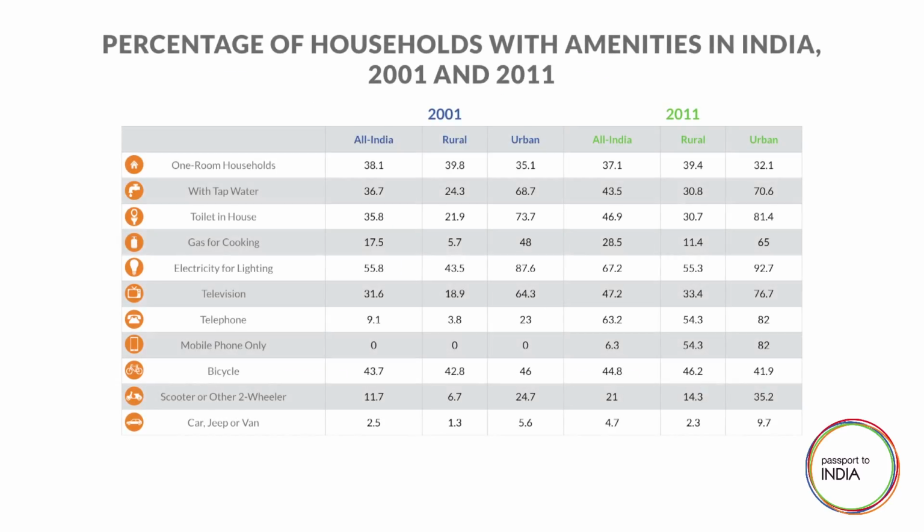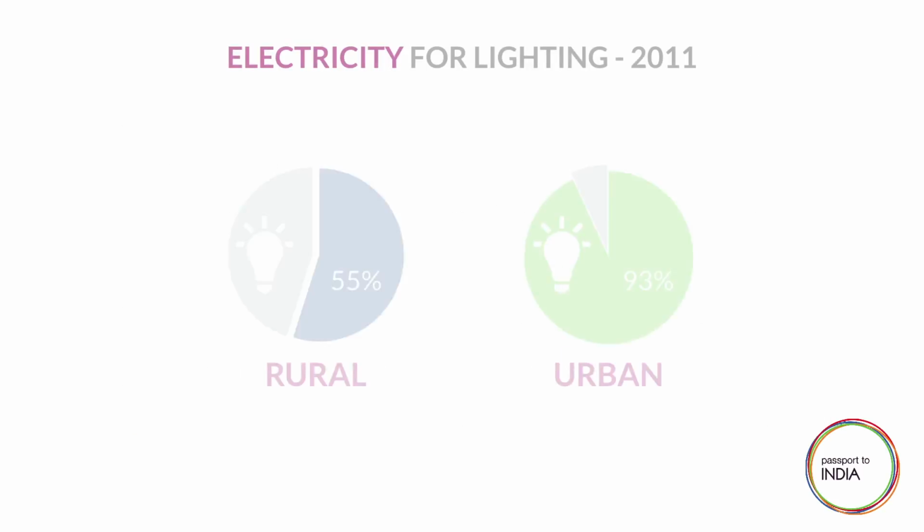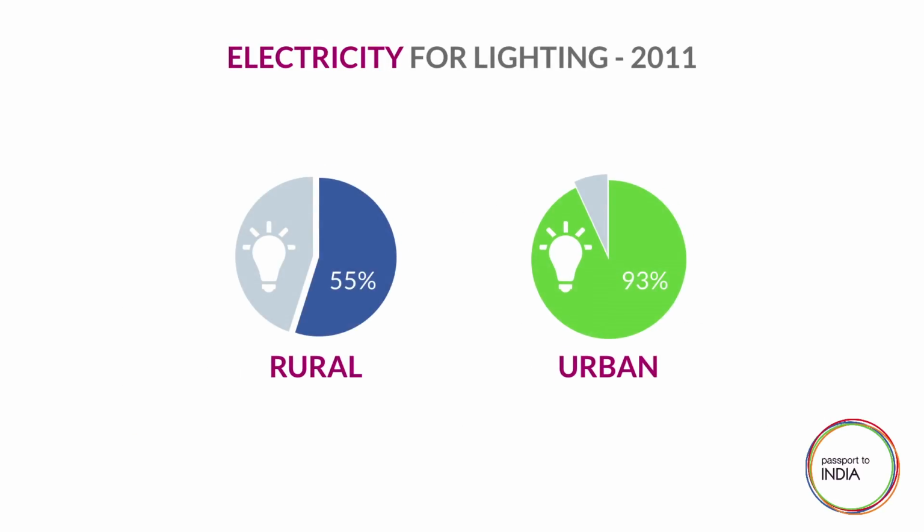You'll notice in this table the striking difference between urban and rural, particularly in certain amenities like electricity, where in 2011 only 55% of rural households had electricity for lighting, compared to 93% of urban households. This is one of the major areas that the current government is looking to improve by reaching out to villages, tens of thousands a year, and adding them to the grid.